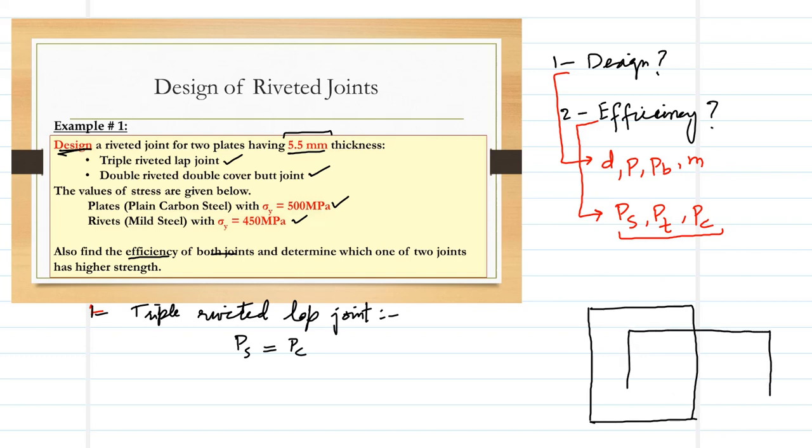You have two plates, for example, and there could be three rows of rivets: 1, 2, 3. This is the first row, this is the second row, this is the third row, and the load is applied in this direction. Clear? So this is the triple riveted lap joint, and because the plates are overlapping, it's called a lap joint.